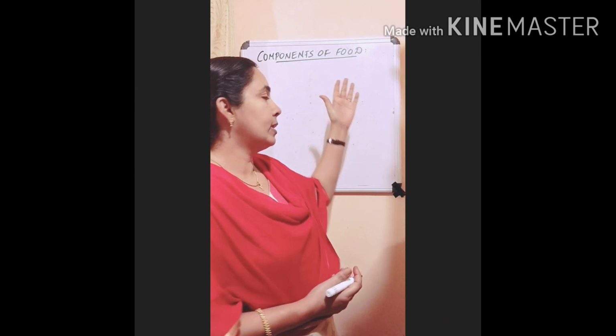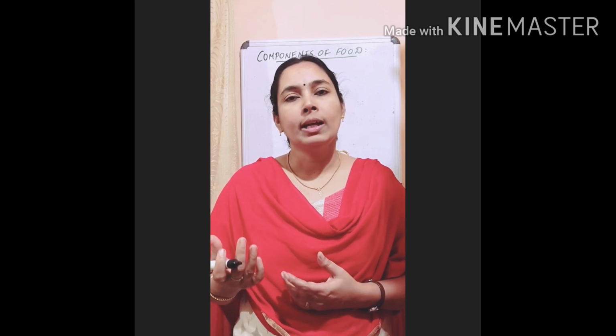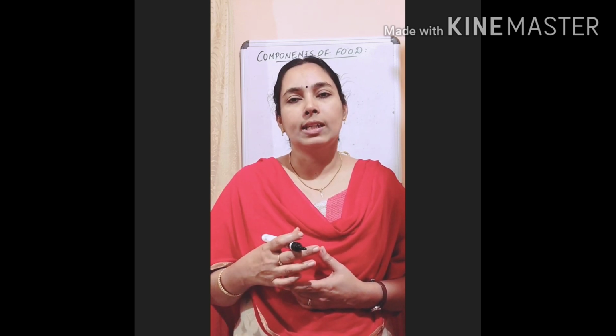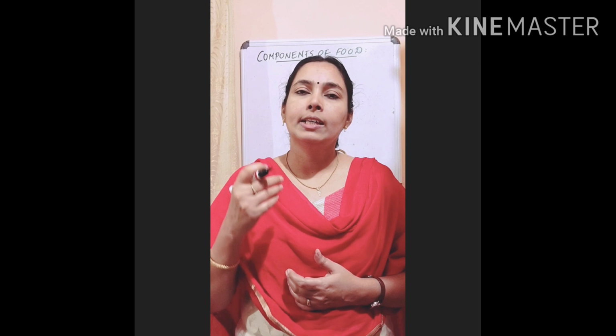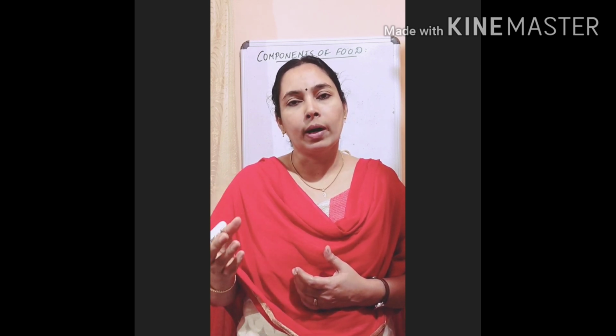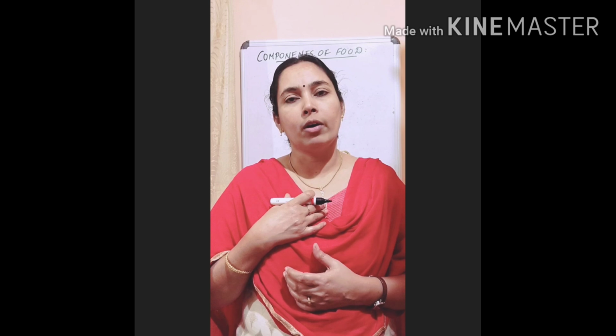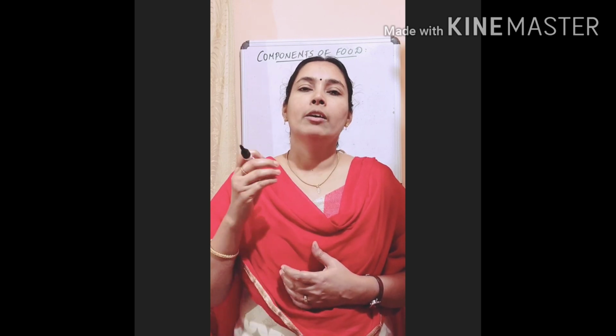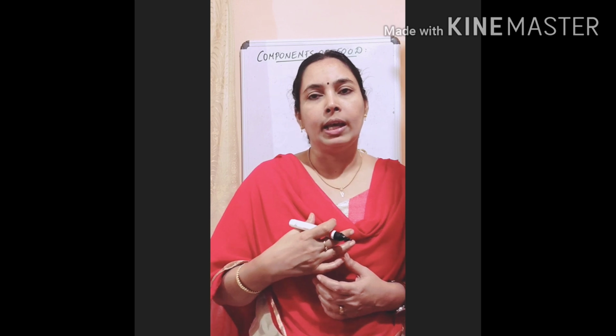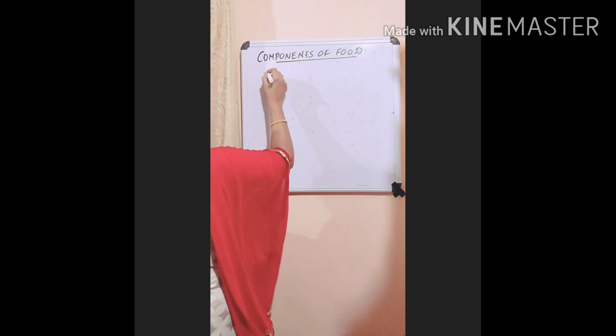Hello, my dear students. Today we begin our next lesson, that is components of food. In the last lesson we studied about the ingredients of a food. So we studied that for cooking a food item we need one or more ingredients, and the sources of these ingredients are plants and animals. And we can see that each ingredient contains some components which are needed for our body, and these components which are essential for our body are called nutrients.